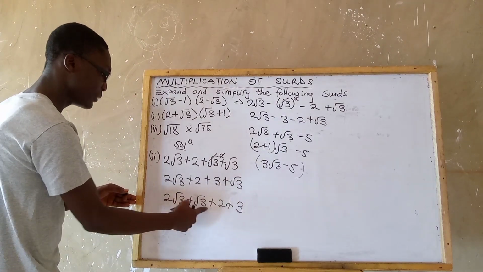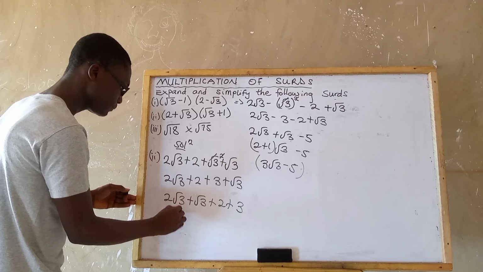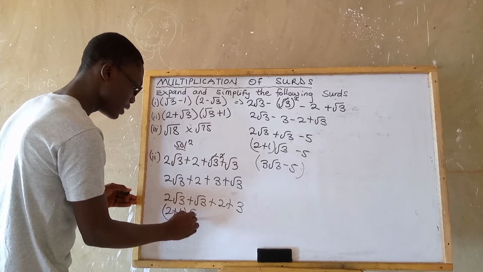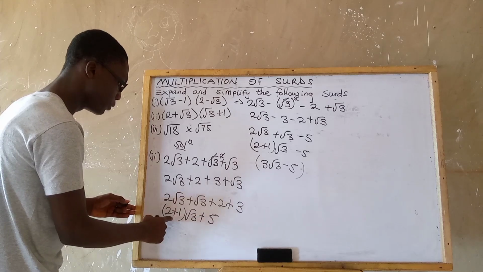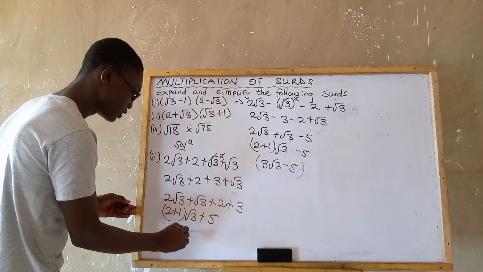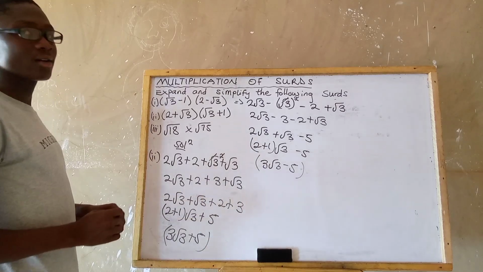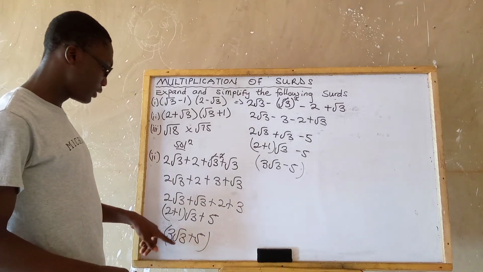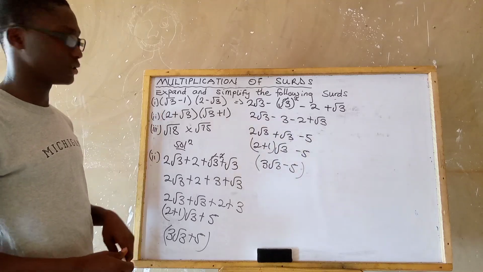Now since they are the same root, we can add them. So 2 plus 1 root 3 plus 5. So now we have 2 plus 1 to give us 3 root 3 plus 5 as our final answer. So we have 3 root 3 plus 5 as the answer for the second question.